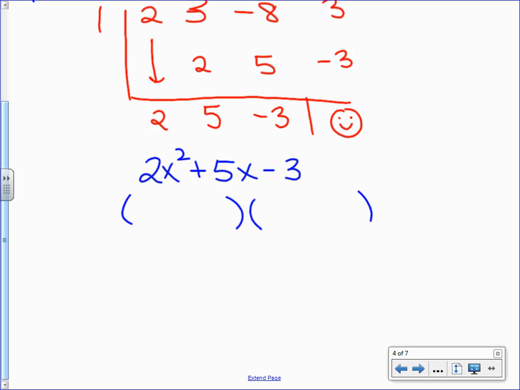Well, how do we get 2x? We need a 2x and x, right? What's minus 1 here? And plus 3 here. So then we get positive 6x minus 1x. Seems good to me, right?